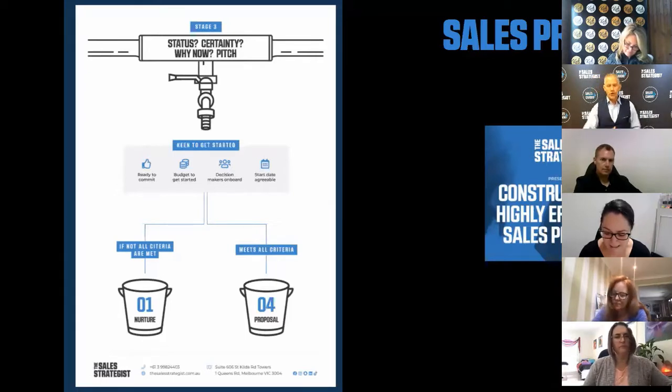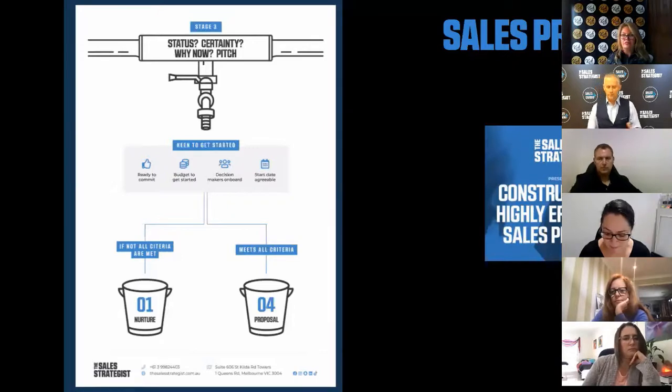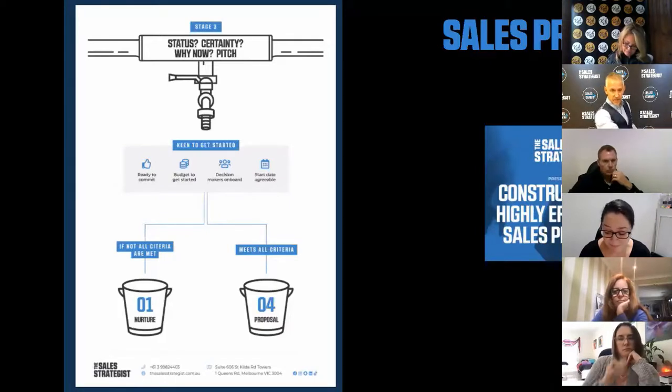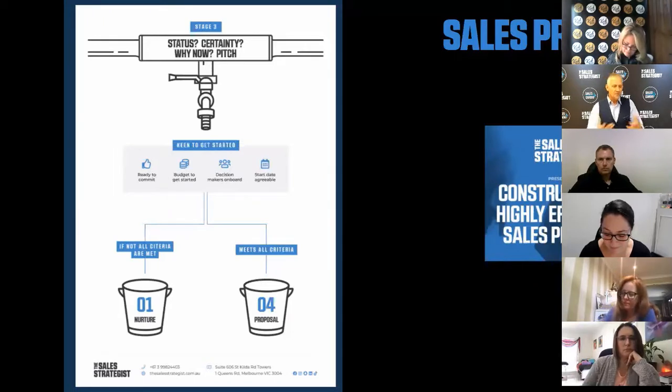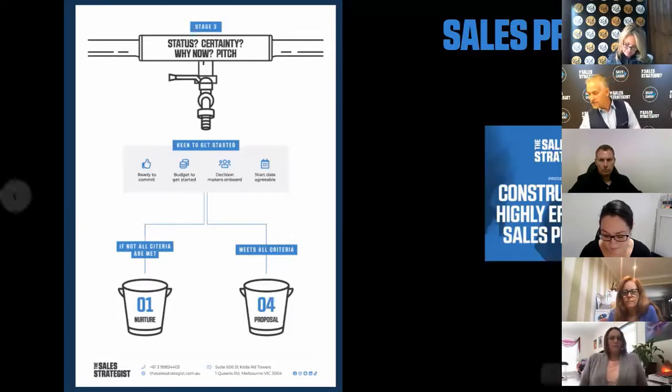So when you're doing all this, you're working out: are you ready to commit? Have they got a budget to get started? Are all the decision makers on board? That's a decent one. You're not going to be doing this stage until you've got the decision makers. Why? Because it's a waste of time. So you're not pitching to anyone that's not a decision maker. Work out who the decision makers are and get them in the room. What's a potential start date? Again, if all this doesn't work out, that's fine. They go straight back in the nurture bucket. But if they are, then you're into the next step.